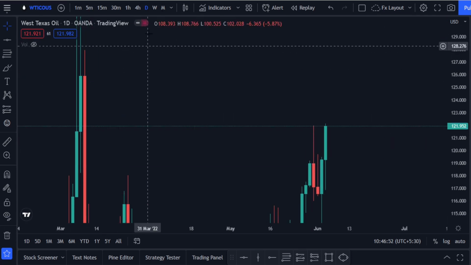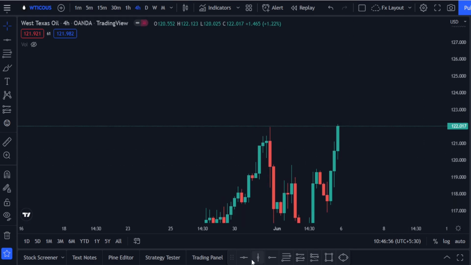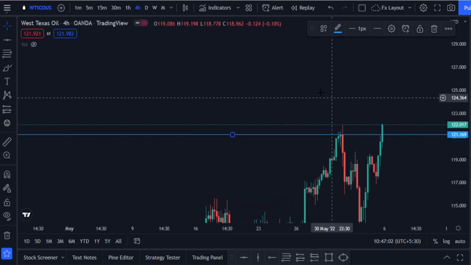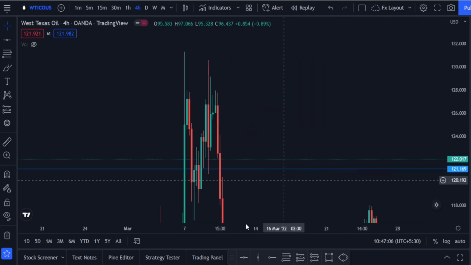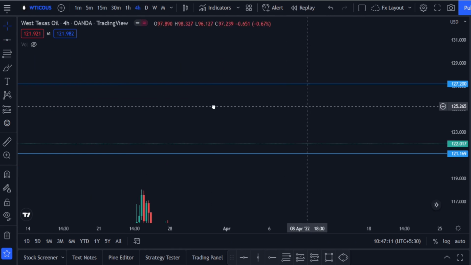All right, so monthly, weekly, daily, all are bullish. Now let's see what's happening on the 4-hour time frame. This has been a resistance. As we can see, the last 4-hour candle closed above the resistance. So let's find out where the next resistance is going to be on the 4-hour time frame. Now this one is going to be the resistance on the 4-hour time frame.